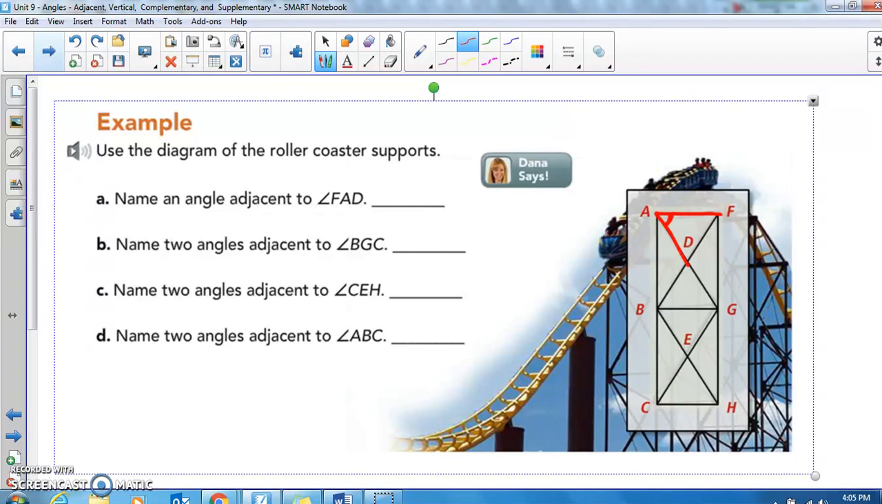So that's what we're looking at, and our vertex is right here at A. So we want to find one that is right beside it. Well, they have to share a common side, and that common side could be either from A to F or from A to D. Well, there's nothing beside A to F going that direction. So what we have to do is look at this angle right here. Well, this would be their common side, so our adjacent angle to it would be angle DAB.